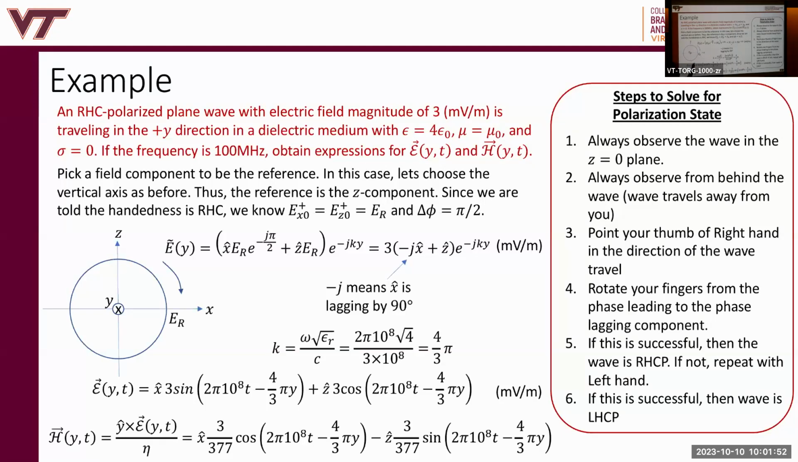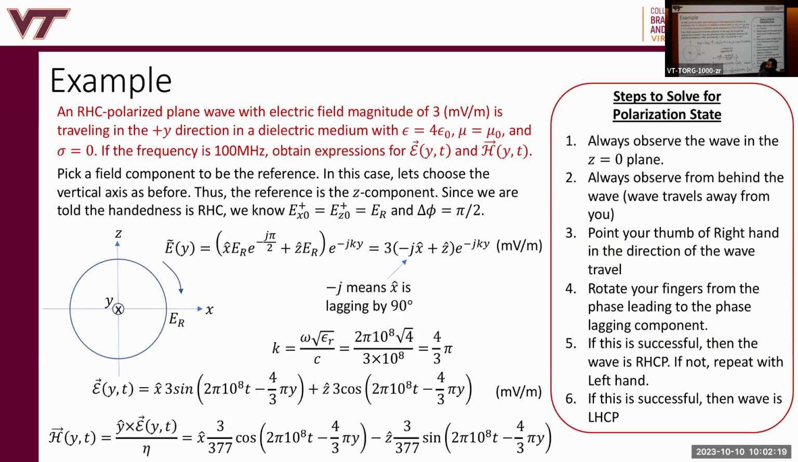So we pick Z. Now thumb in the direction of propagation, or sorry, X crossed with Y has to give us Z, right? For a right-handed orthogonal coordinate system. X crossed with Y gives us Z. So it's good, right? So we put Z vertical. The reference is Z component. Since we are told the handedness is right-hand circular polarized, we know that the amplitudes are equal and the phase difference is pi over 2.